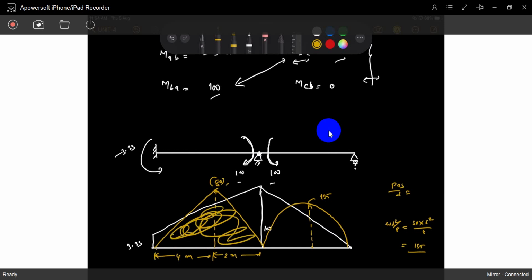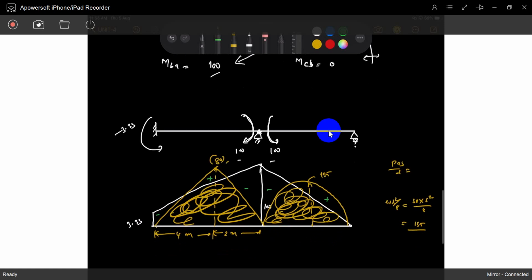These are all positive, negative will cancel. So remaining, this is negative, this is positive, negative, negative, this is positive. So you can easily find out the maximum bending moment for that continuous span. It is 100. 100 of hogging moment is the maximum bending moment.